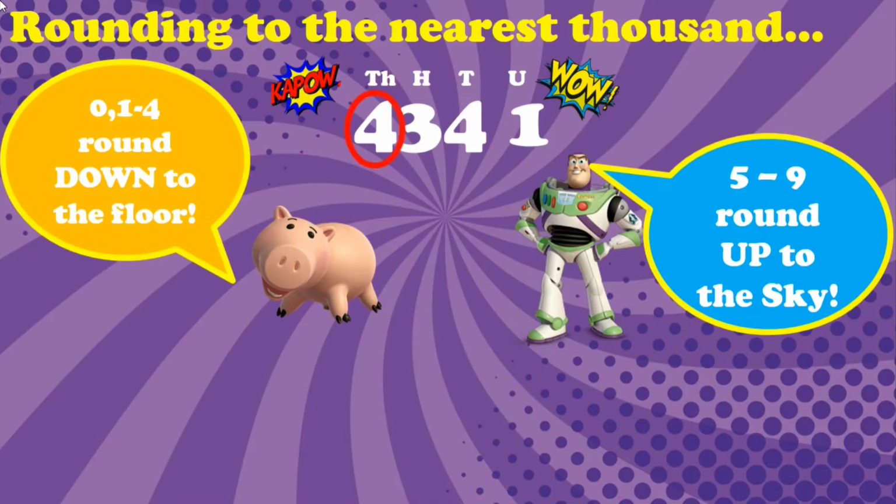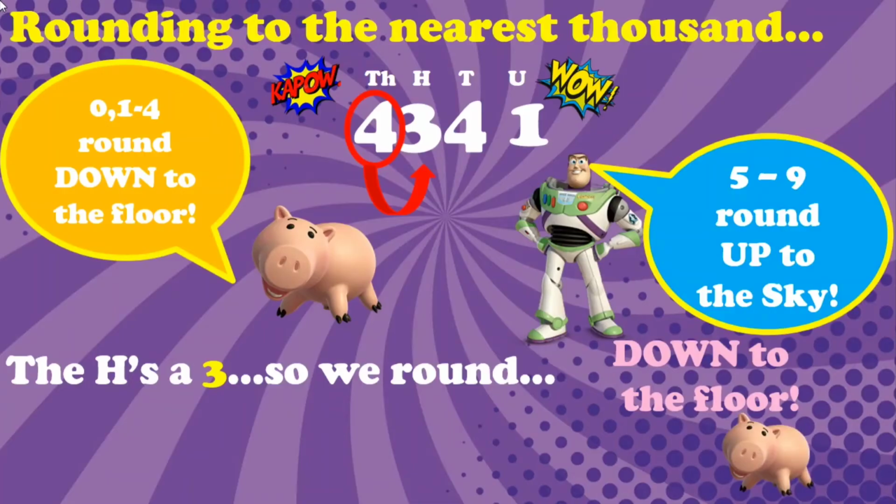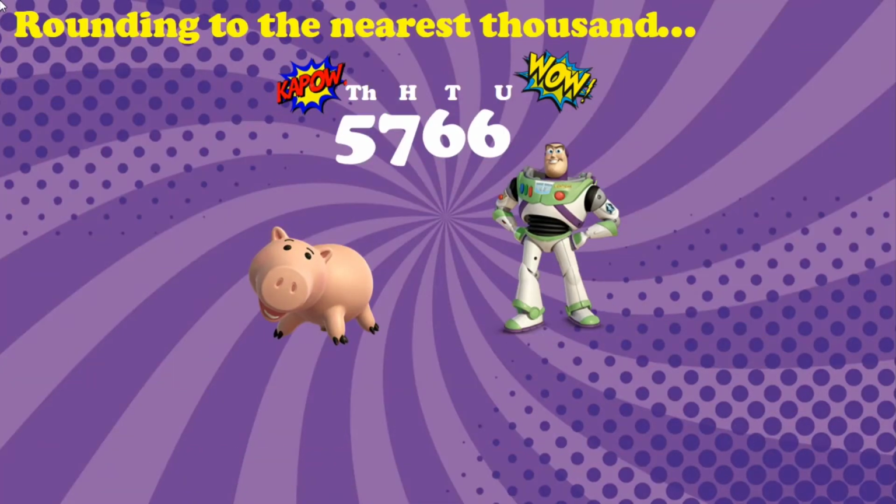You should have said, well, we circle the thousand, which is a 4. And then we look at the number before, which is in the hundreds. So it's 3. So the hundreds is a 3. So do we round down to the floor or round up to the sky? You should have said round down to the floor. So the answer should have been 4,000. Kapow! Let's do the next one.